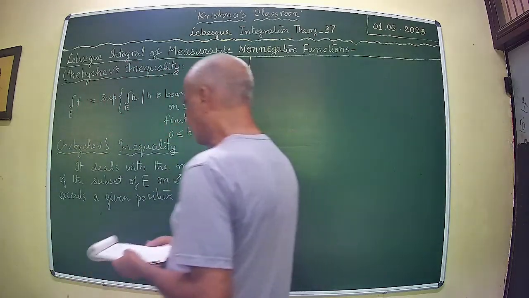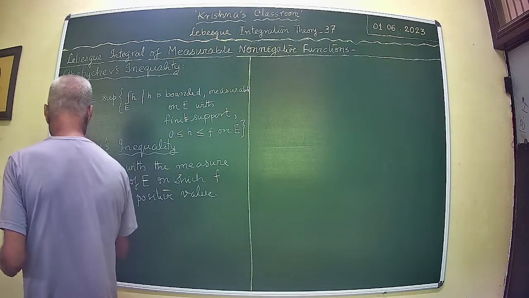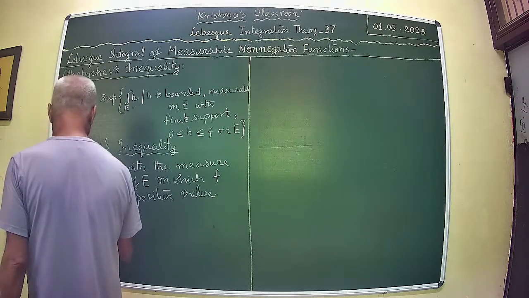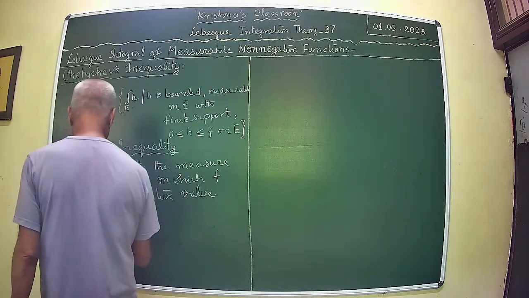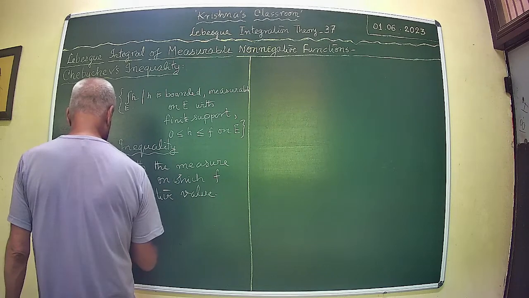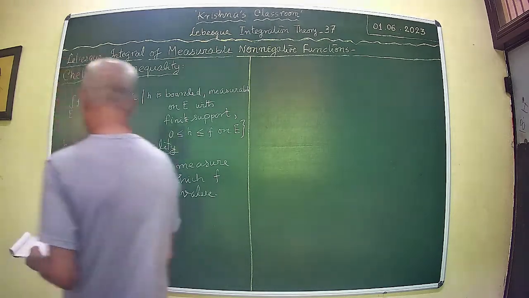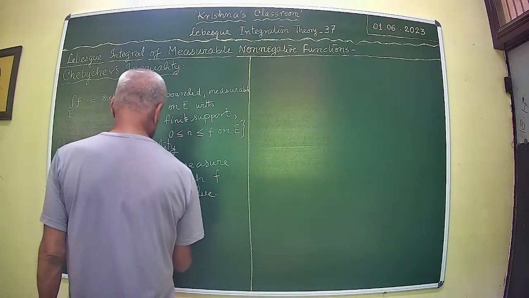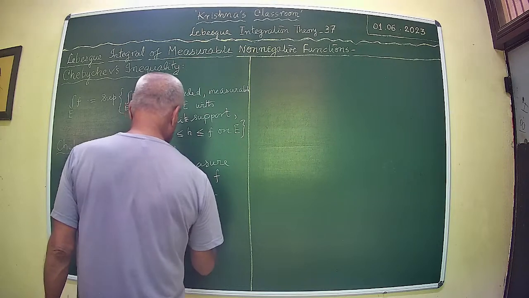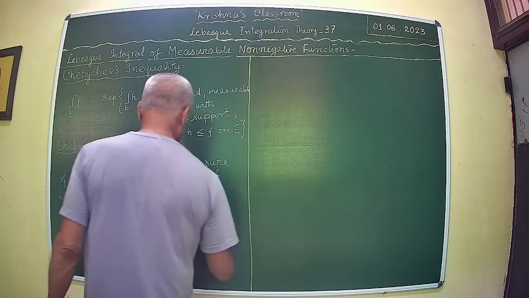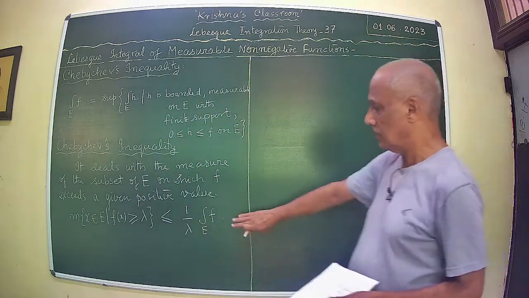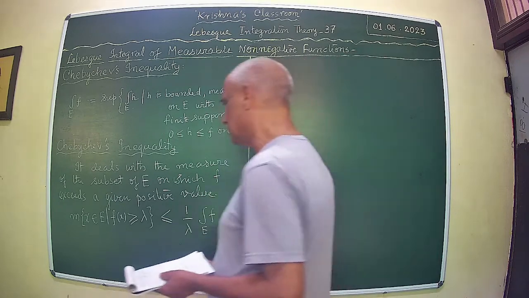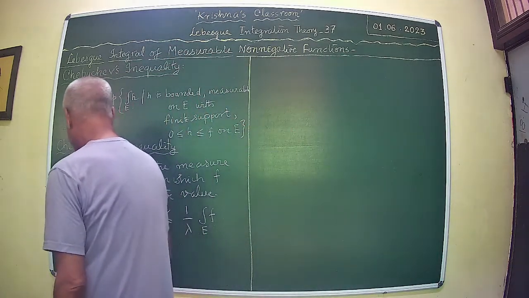So it's something like this, that we are looking at the measure of all those x belonging to E for which f of x is at least lambda. Now this is what we want to estimate, and we want to show that in fact it turns out that this is at most 1 upon lambda times the integral. So this can be related to the integral. This is an upper estimate for the measure of this class. I will make the statement soon, but see, it's something like this.